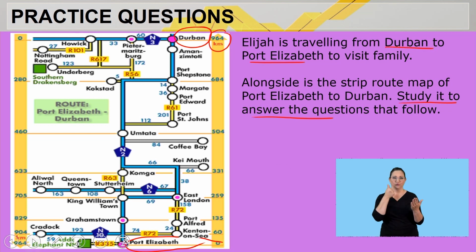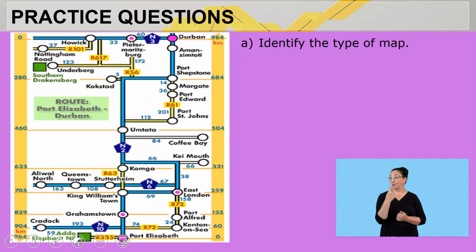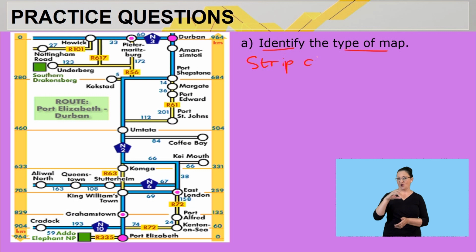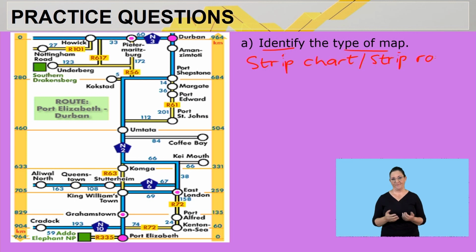Okay, so let's look at our first question. So question number A says, identify the type of map. Right, so what type of map is this? Right, this is a strip chart. Right, we also refer to this as a strip route map. Okay, strip chart, and I'll put that down. This we sometimes refer to it as a strip route map as well. So that's the type of map that we are dealing with now.